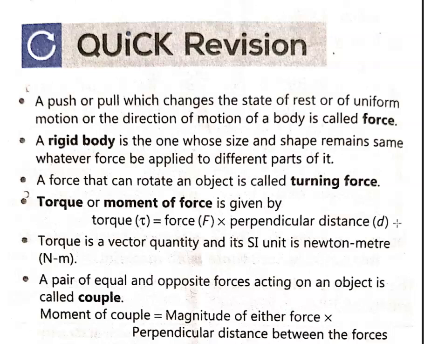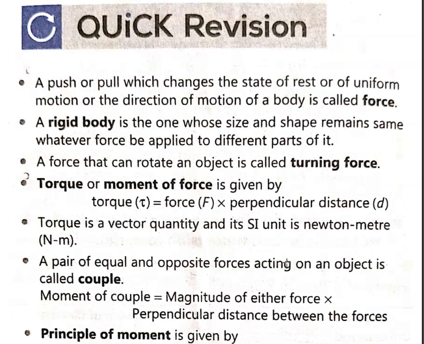So whenever turning forces are acting on the body, we calculate something that is known as torque or moment of force. Torque or moment of force is given by the equation: torque is equal to force into perpendicular distance. Remember, torque is a vector quantity and its SI unit is Newton meter, while its CGS unit is dyne centimeter. That was all about a single force acting.